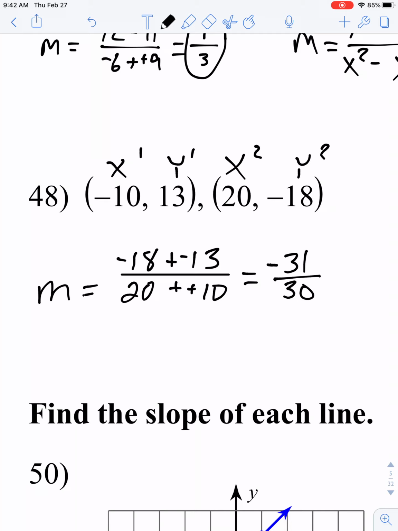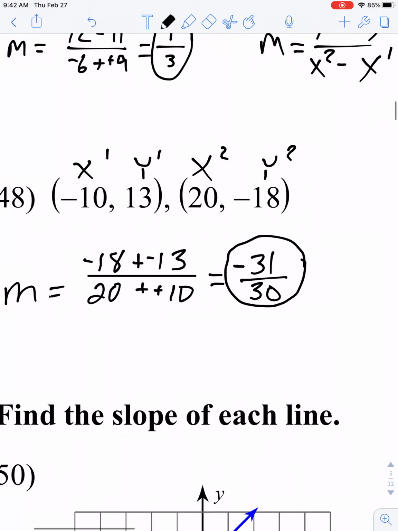Excuse me. And I honestly like to leave my fractions as improper fractions. I just think it's easier to look at when you're writing the equation. So this is actually reduced as far as it will go. So this is your slope for your 2 points.